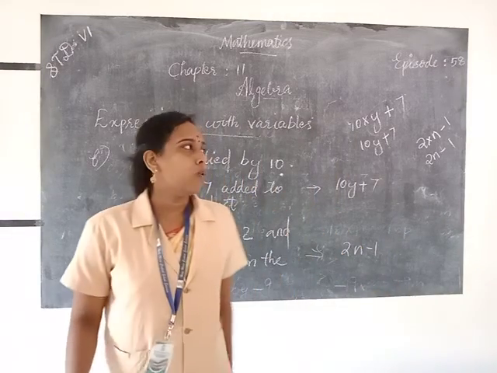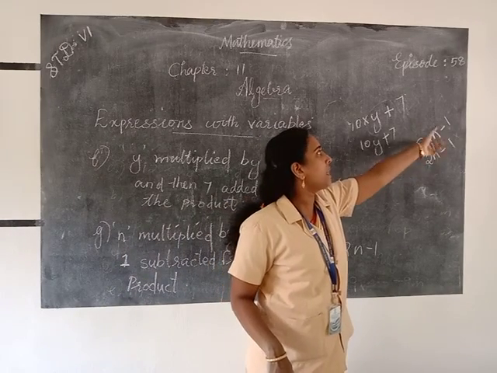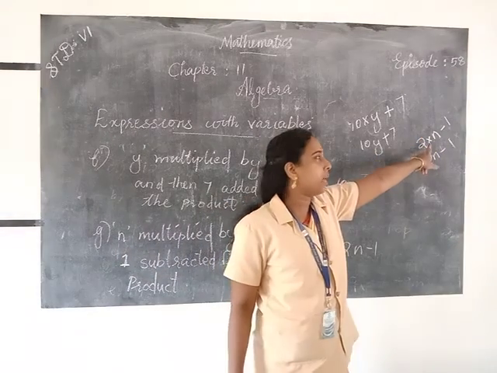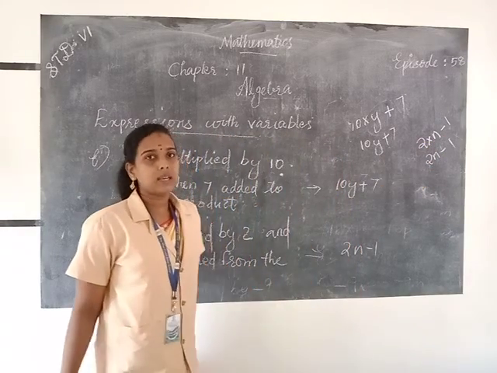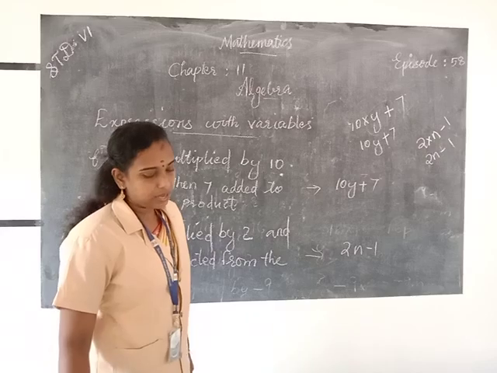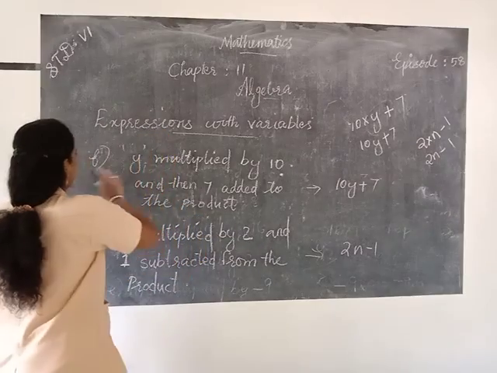First n is multiplied by 2, that is 2 into n. Then 1 is subtracted from this product. So 2 into n minus 1, that is 2n minus 1. Okay, so in this way we can write the expression for the following statements.